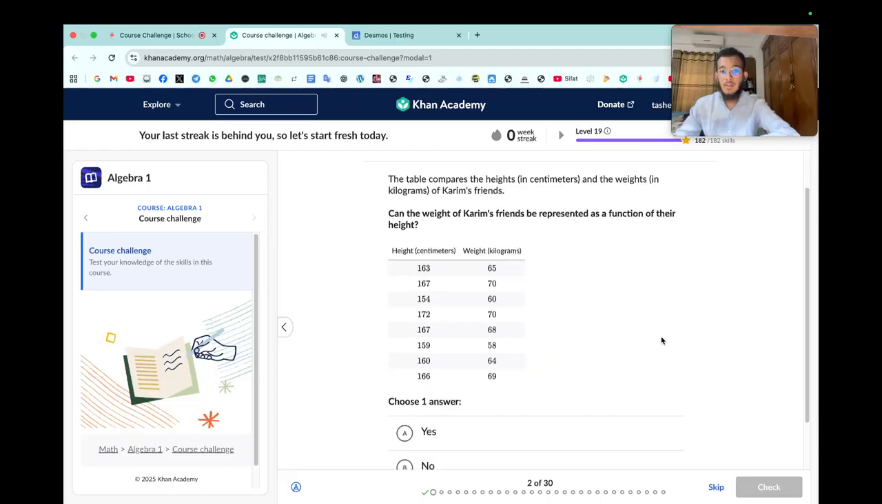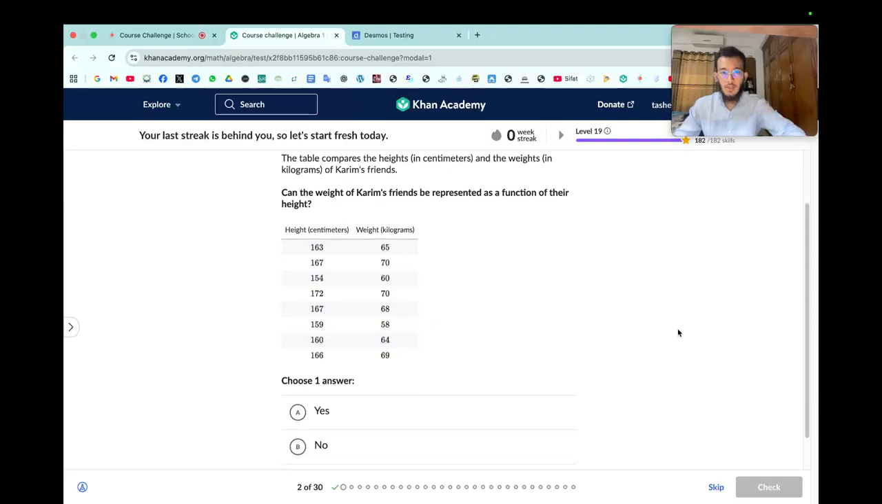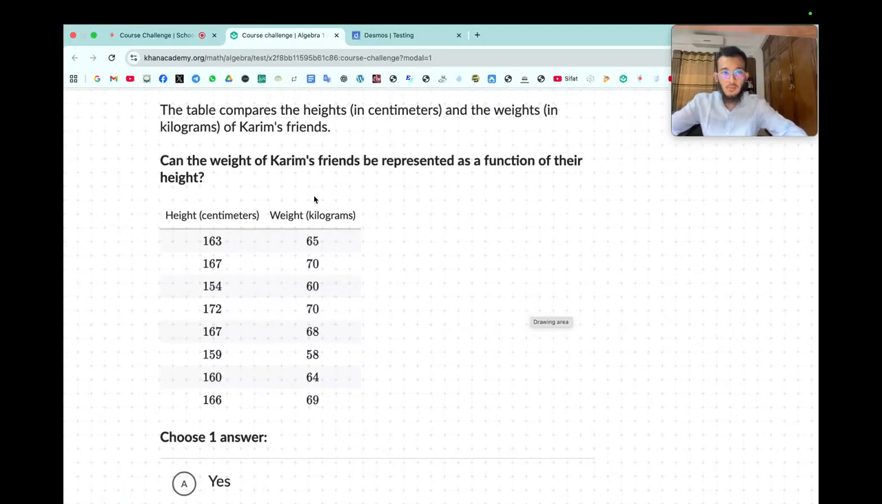The table compares the heights in centimeters and the weights in kilograms of Karim's friends. Can the weight of Karim's friends be represented as a function of their height? All right. And we have to select yes or no. So in order to solve this, first what we do is, they have asked us whether the weight of Karim's friend can be a function of their height.